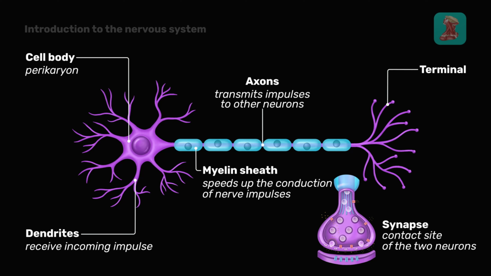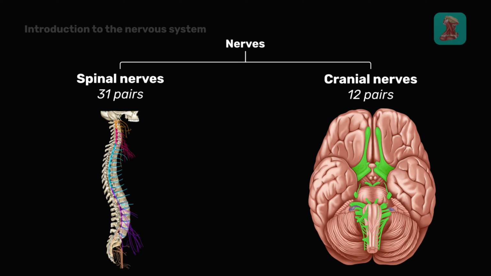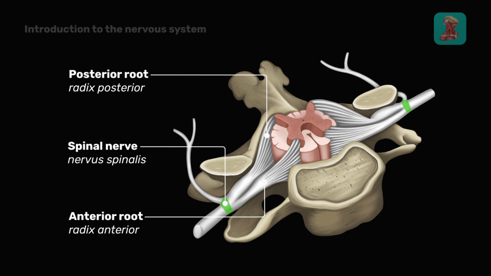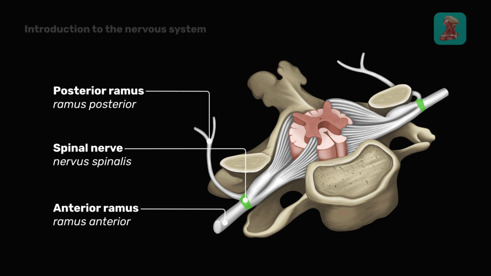A neuron consists of the body and processes. The short processes are called dendrites, and the long processes are called axons. The nerves that exit the spinal cord are called the spinal nerves, and the nerves exiting the brain are called cranial nerves. The spinal nerves are formed by two roots: the posterior root, which contains sensory fibers, and the anterior root, which contains motor fibers. Each spinal nerve has two rami or branches, posterior and anterior rami. Functionally, spinal nerves are mixed nerves, which means they are made up of both sensory and motor fibers.